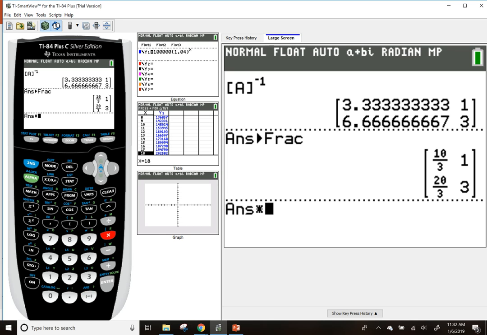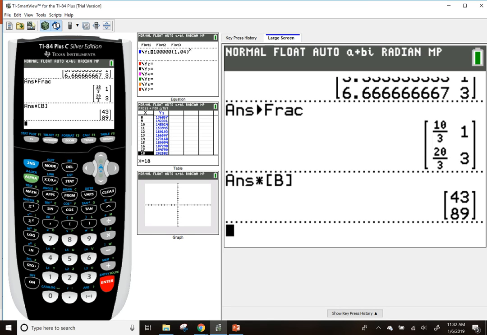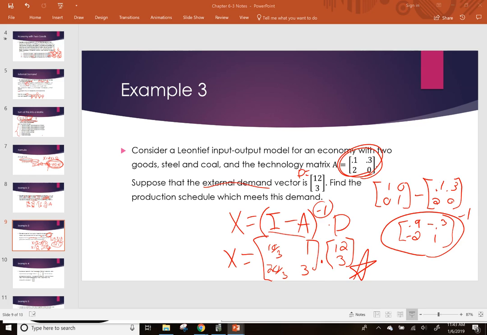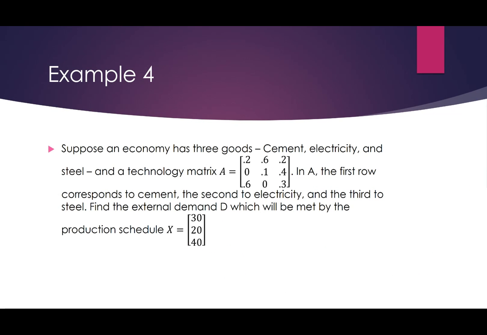And I need to multiply that matrix with that demand matrix that I just typed in, which I typed in as matrix B. So I'm going to select matrix B. So I'm doing that inverse matrix times the 12, 3 demand matrix, and I get 43, 89, which is my answer. That is my production schedule. So basically I need 43 units of steel and 89 units of coal to fulfill my request for the demand of 12 and 3. Interesting, if you think about it. Very inefficient economy, but it's okay. Or inefficient, if you use words properly.